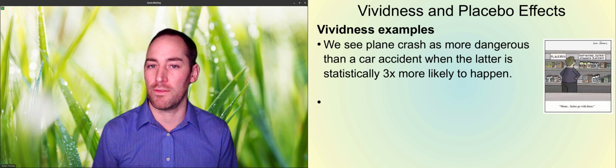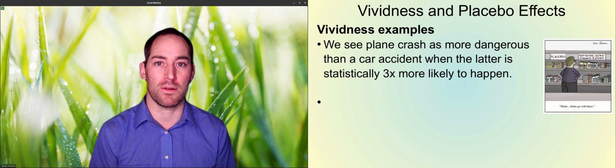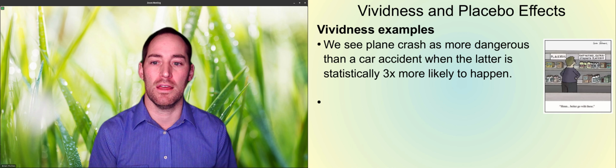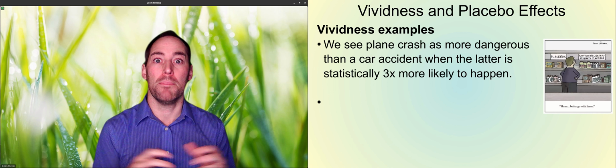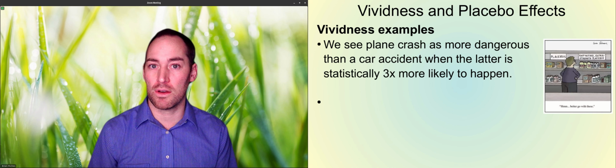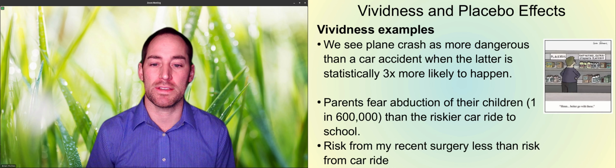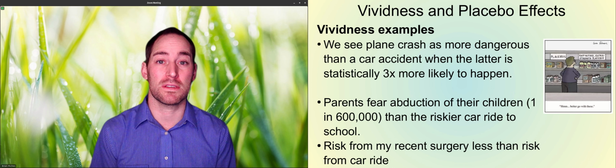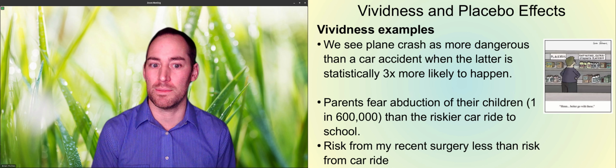Like, we might have a fear of flying, but car accidents are much more likely to happen than a plane crash. So air travel is much safer than car travel statistically. So if we see those big dramatic examples of plane crashes, that might be more vivid to us and change our decision-making processes. Oftentimes parents have a fear of abduction of their children, but it's actually a fairly low risk, or statistically speaking, it's a fairly low possibility.